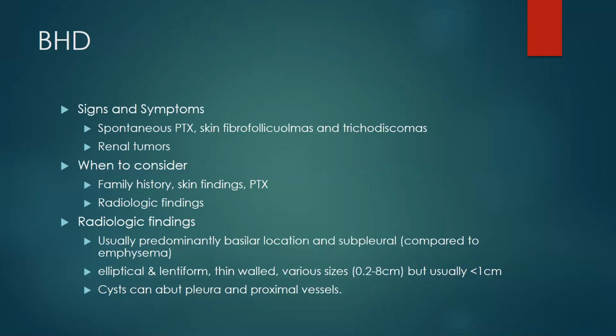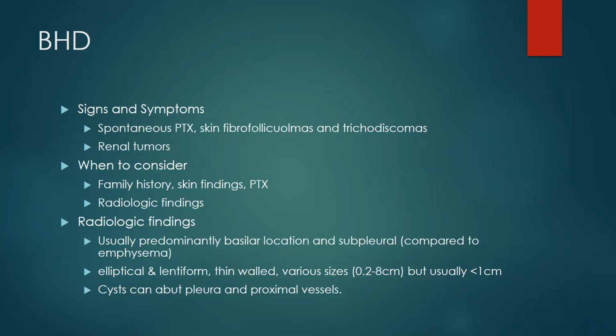So in terms of signs and symptoms, usually spontaneous pneumothorax is seen again in these patients. The skin changes as we saw, and then incidental renal tumors being seen is not uncommon. And renal tumors are seen in about 25% of BHD patients, usually with an average age of around 50 years old. And they can be anything from adenomas, oncocytomas, they can be bilateral, and they can also be multifocal as well, as we'll see.